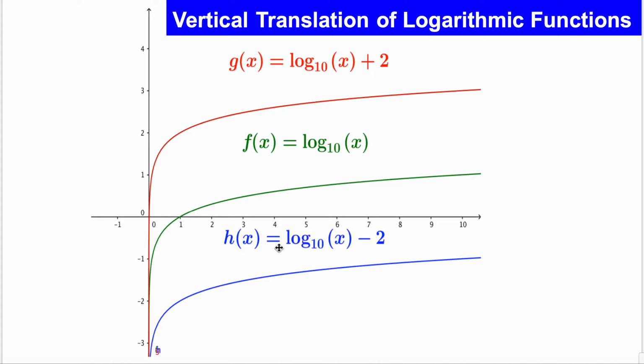And now the new function, h of x, is equal to log base 10 of x minus 2. Because it is minus 2, the intercept is going to move 2 units down. And the point here is going to be 1 and minus 2. And now let's move to the next function.